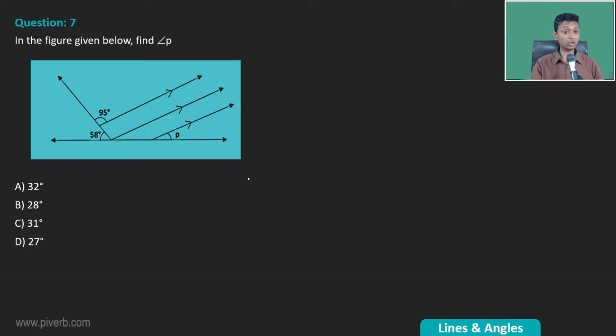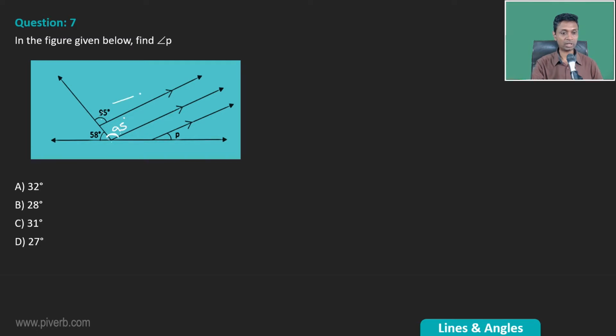Another wonderful question. In the figure given below, find angle P. Key thing here: these three lines are given to be parallel. These two lines are parallel, cut by this transversal. This angle would be 95.